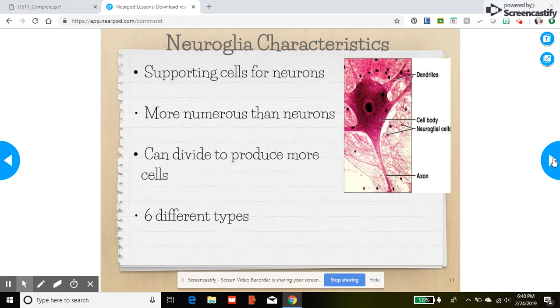All right, looking at some of our neuroglia characteristics. These are the support cells for neurons, and there are different types. They're more numerous than neurons because they are what's nurturing our neurons. They can divide, they can produce more cells. So the cells we think of in the brain and spinal cord, if they get damaged, they don't do mitosis anymore. That's going to cause paralysis and things like that. That's not going to affect your glial cells. Those will still continue to produce more cells.